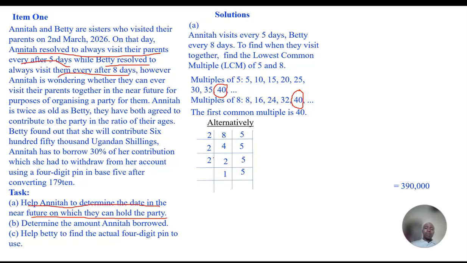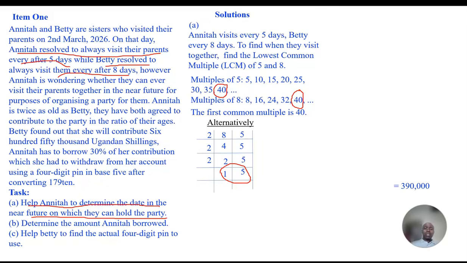Now our next prime number, which we should use here, would be 3. But because out of these two numbers there is no number that is divisible by 3, we now switch to the next prime number, which is 5.